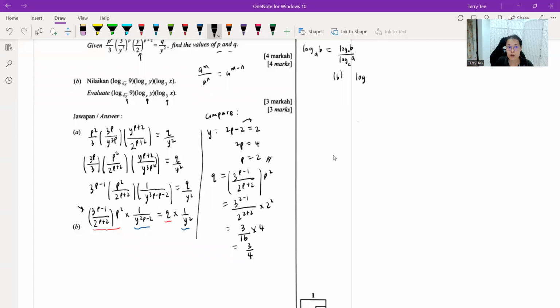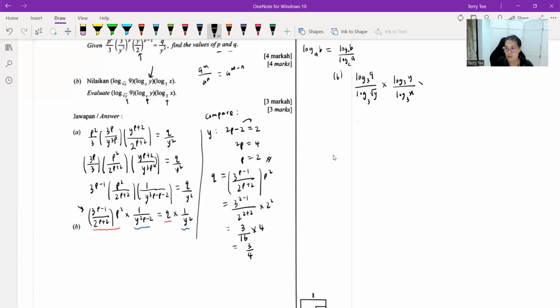Introduce a new base. The new base is c and c. Okay, so in this case, I'm going to use base 3. The original number 9 stays on top. The original base square root y stays down. And for your new base, I put 3 and 3. Then the second one also, you can see here, the log base x of y, I change the base again. So y stays on top, x stays down, 3 and 3.